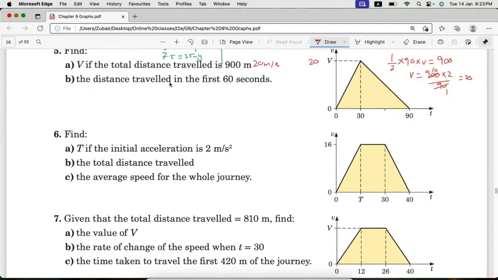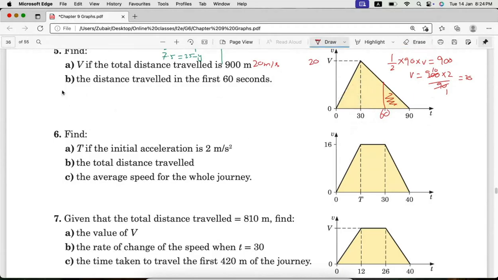Second part says the distance traveled in the first 60 seconds. This will be, in first 60 seconds, maybe 600. We'll calculate. There are again two ways. Either we find area of this side or we find area of the second side and subtract it from the total given distance, which is already 900. So this part is easier.